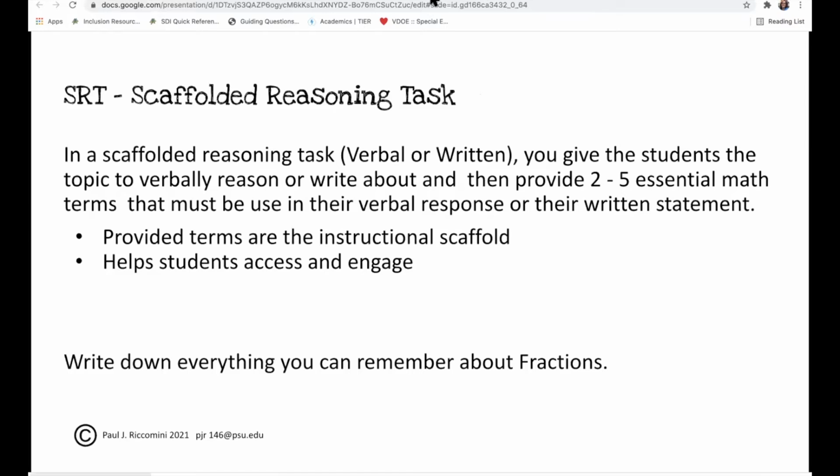Okay? So if I'm doing the scaffolded reasoning task at this point, and this is Paul Riccomini, he does a wonderful job with doing research for us in mathematics. And this one here, he's done 3 to 5 years of research so far for our students. Again, this is about providing the students with 2 to 5 of the terms that you want them to use, and how do they create an open response after being provided with those. So simple, a word bank. Again, it's instructional scaffolding that we're providing for them.